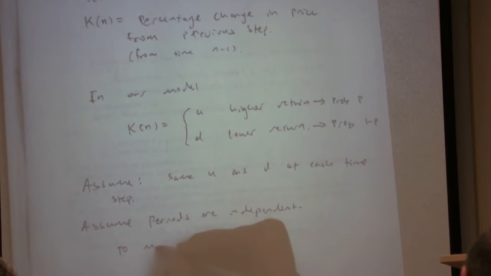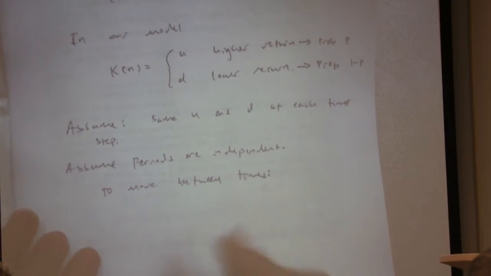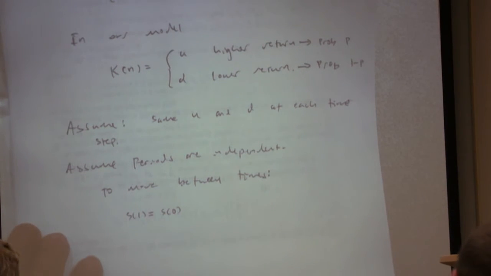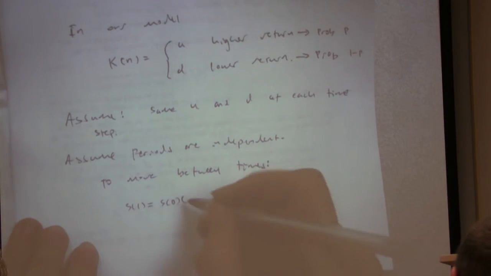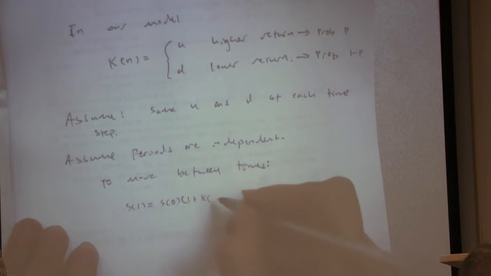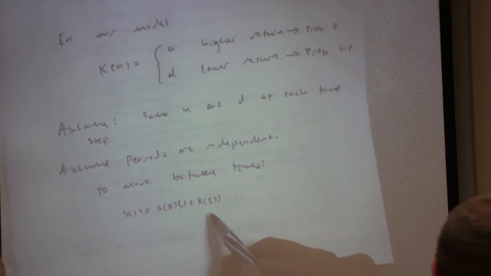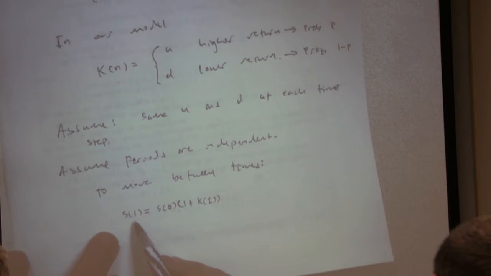And so to move between times, we have an initial value of the stock of S of 0. And the value of S of 1 is going to be the initial price times 1 plus K of 1. So whatever this random variable happened to be, if it was the higher return, then S of 0 would get multiplied by that higher return to give you a higher value for time step 1. And if it was the lesser return, 1 plus that lesser return gives you the lesser value. Okay, so questions on this equation?